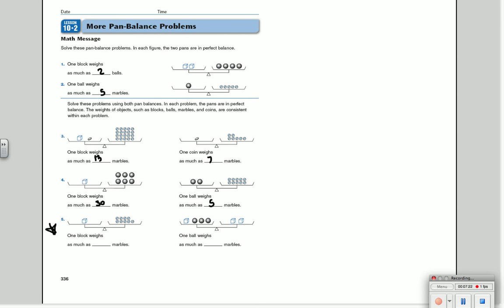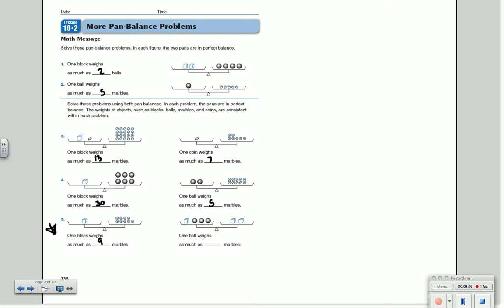Okay, to finish off the last question on that page, I didn't have a special page for this one, so I want to kind of draw your attention to question 5 at the bottom of page 336. And we're going to figure out how much one block weighs as much as how many marbles, or the ball weighs as much as how many marbles. So first thing I'm going to do, I'm going to look at my easy equation, and 5 is easy. Look. 1 block is how many marbles. All you need to do, it gives you it in the first pan balance problem there. 1 ball clearly weighs as much as 2, 4, 6, 8, 9 marbles.